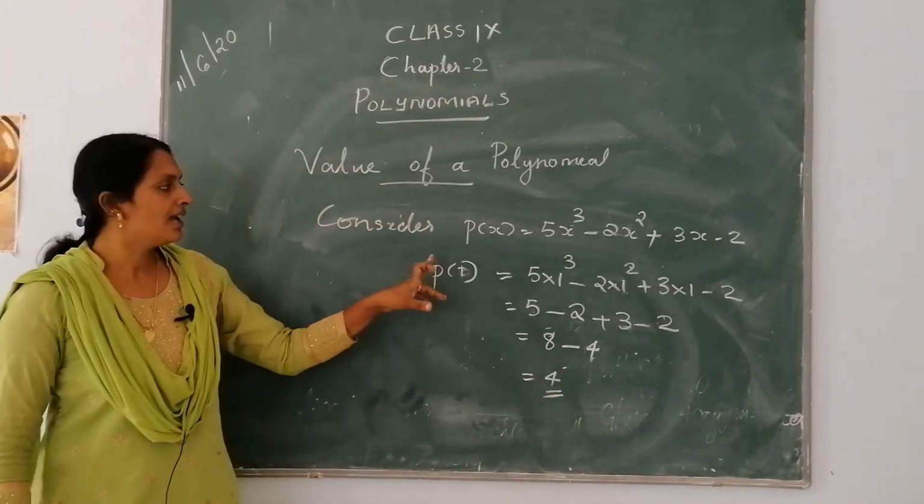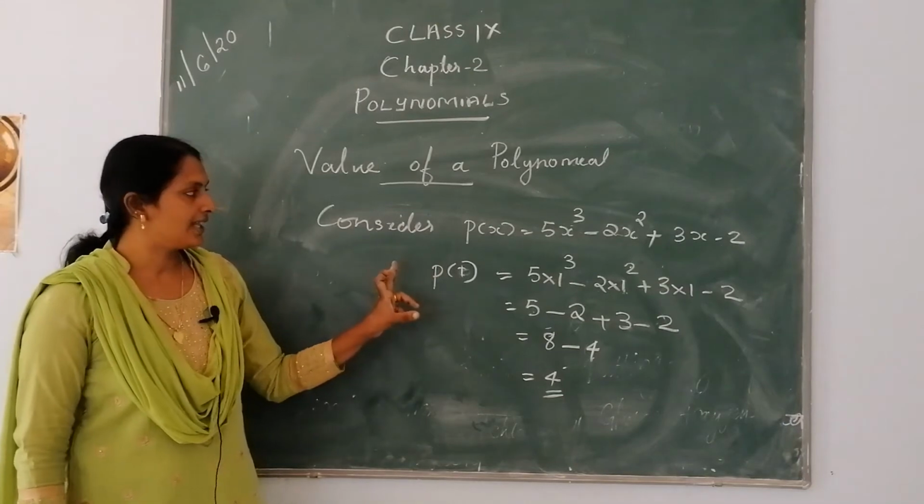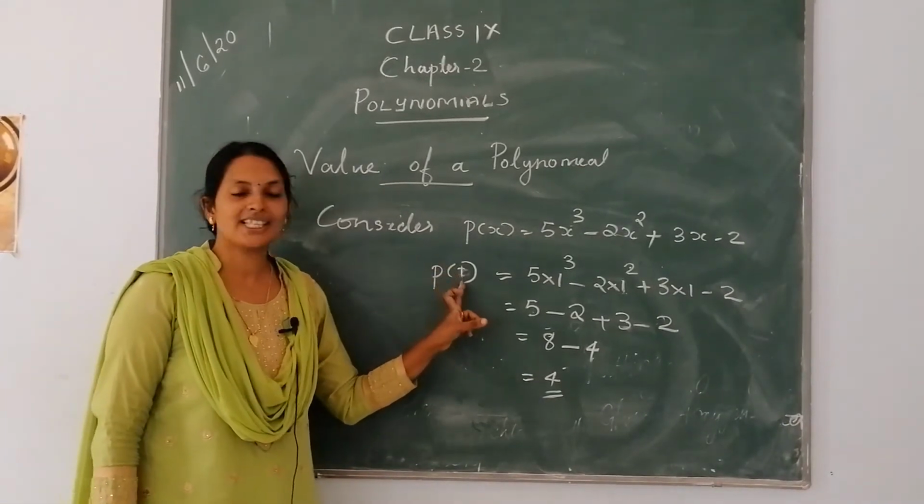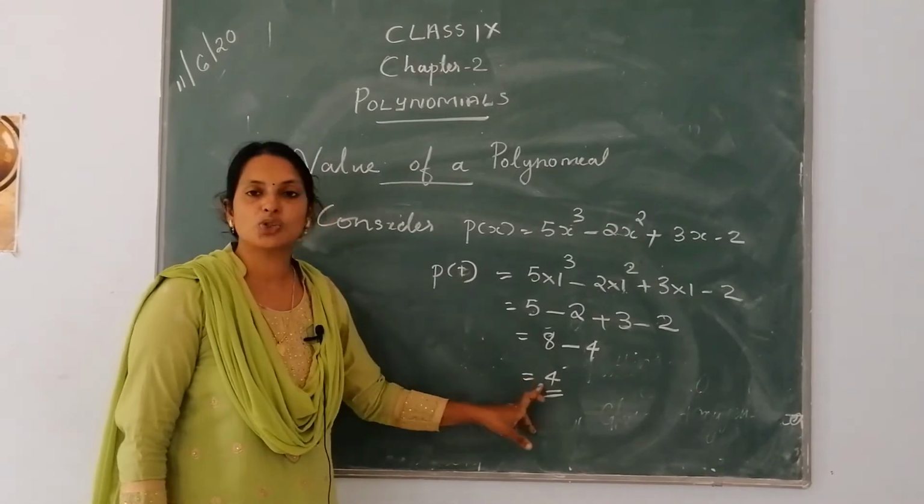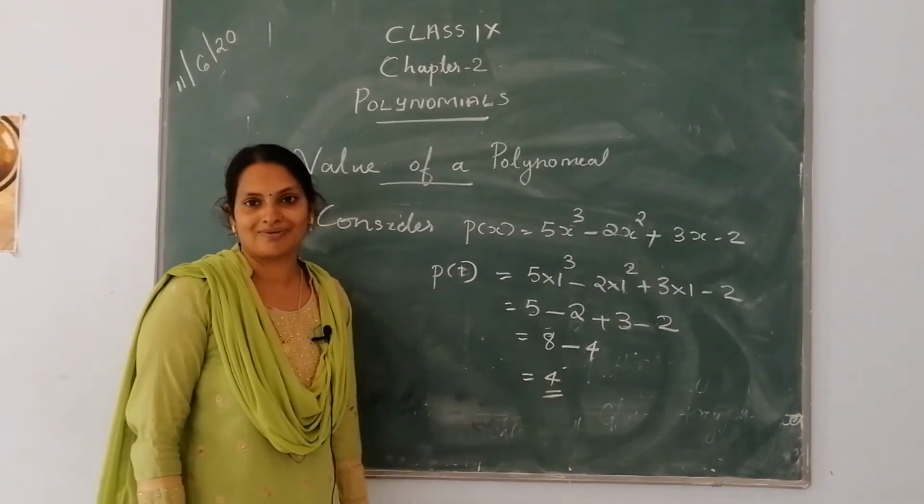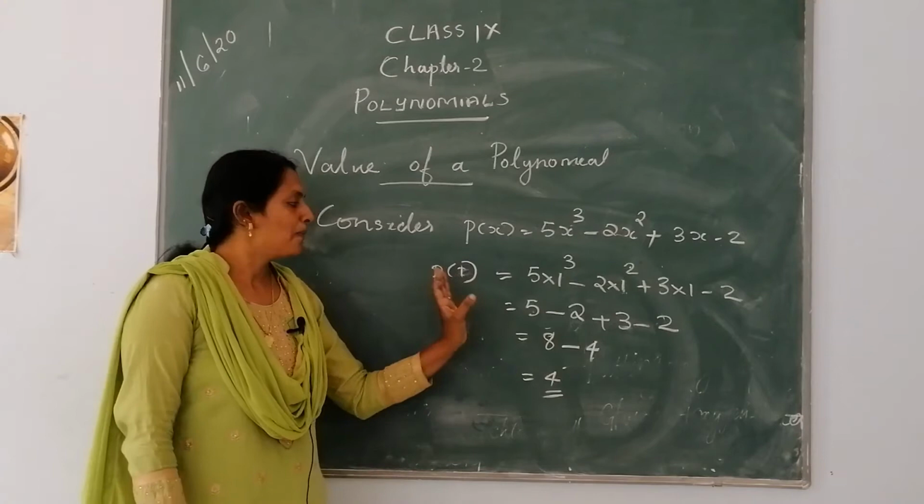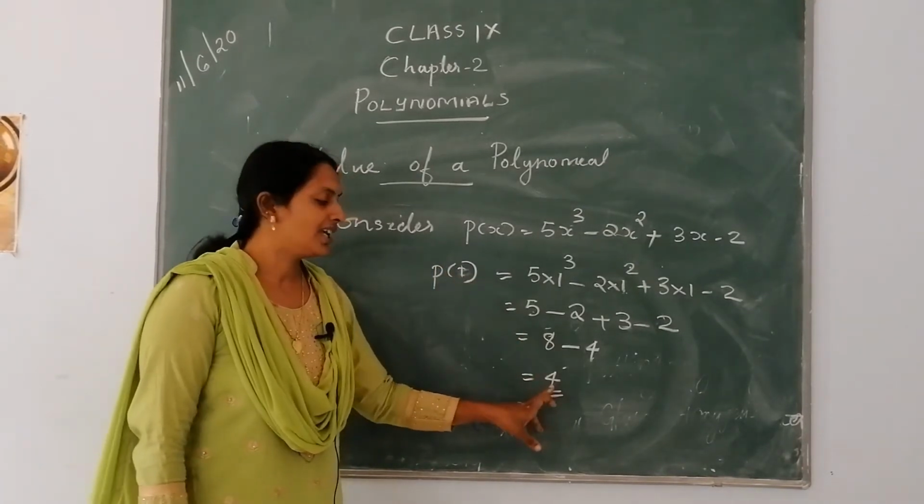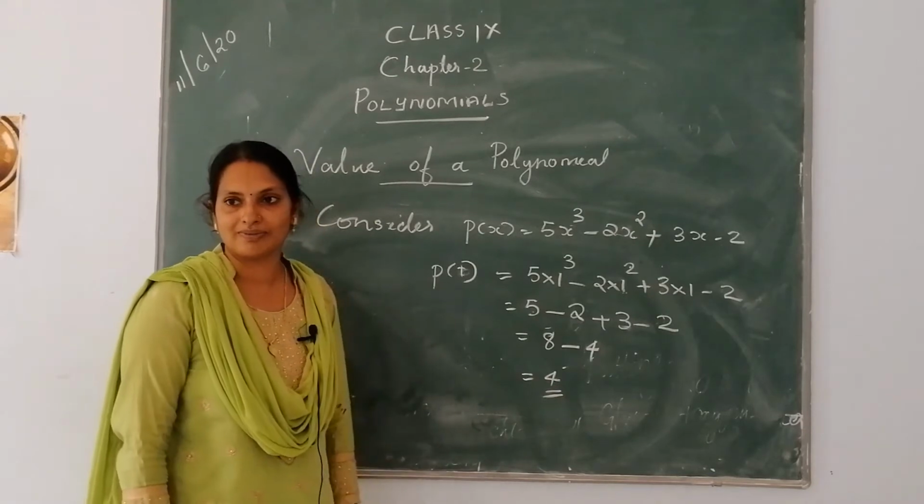Therefore, we can say that the value of P of x at x is equal to 1 is equal to 4.